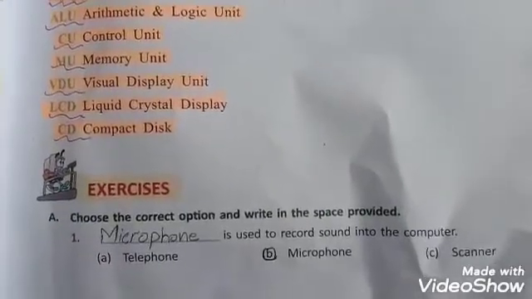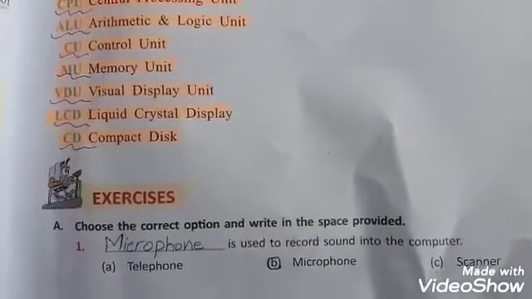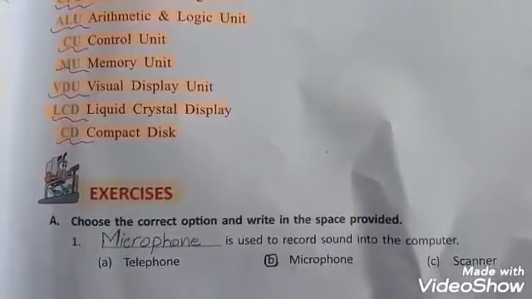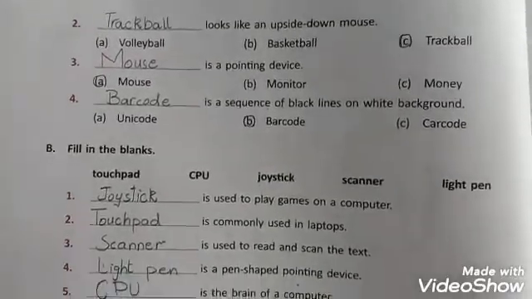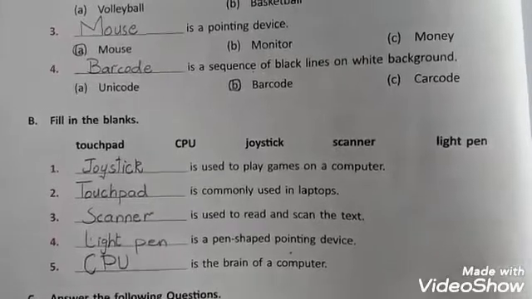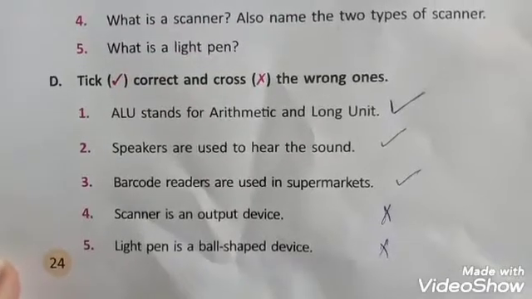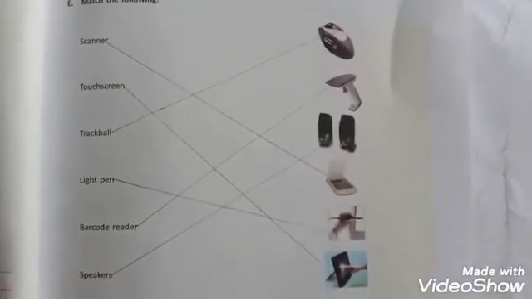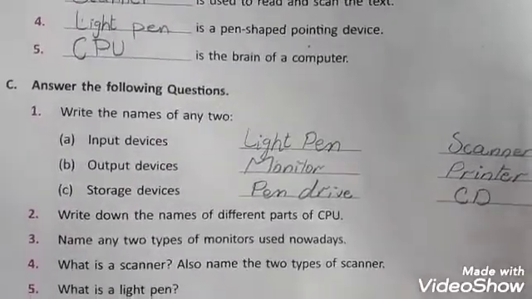Students, this is the exercise. Students, solve this exercise on your own. Otherwise, tally your exercise with this solved exercise. Question number B. Fill in the blanks. Question number D. Tick correct and cross the wrong ones. Question number E. Match the following. Question number C. Answer the following questions.